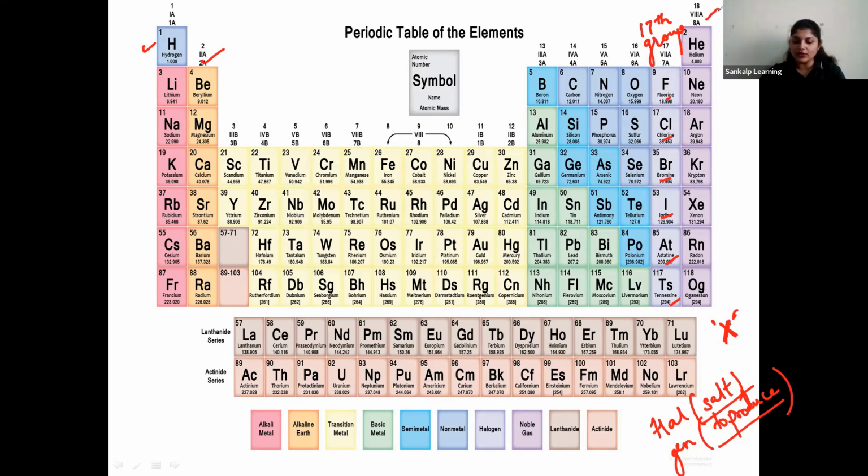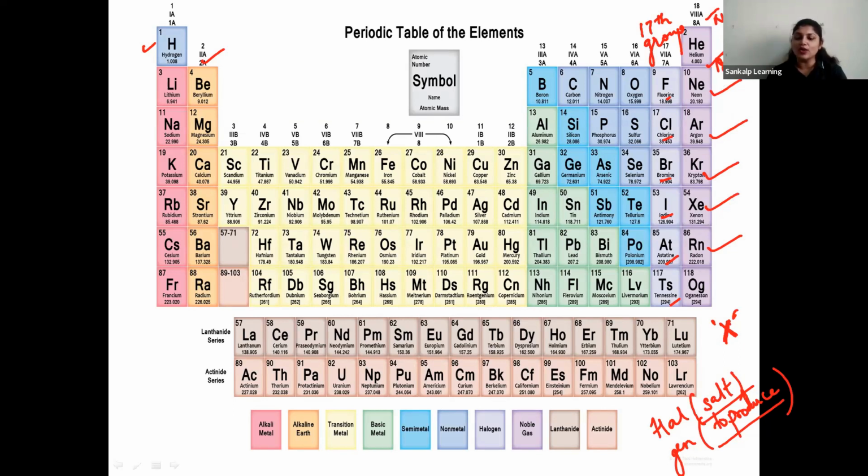Now we'll talk about the noble gases. Noble gases are also important. Which elements are they, and in which group are they present? They are present in the 18th group. Which elements are present in the 18th group? Helium, neon, argon, krypton, xenon, and radon. Radon is a radioactive element. They are also called noble gases.